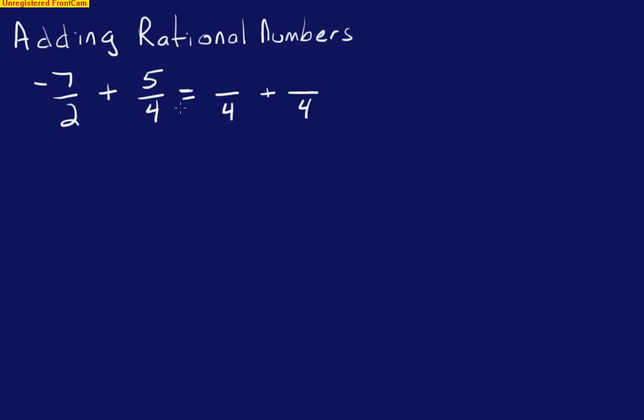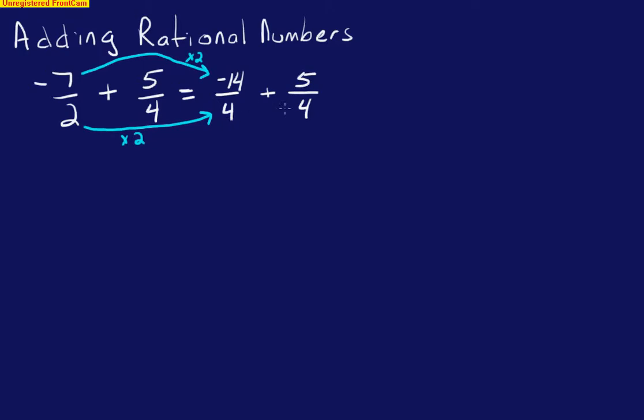Now the 5 over 4 didn't change, so that's easy. We just leave that as 5 over 4. But the 2 over 4 did, and let me go to a different color. So we're taking this fraction and changing it to this fraction over here. To do that, we had to multiply the 2 by 2 to get the 4. So if you do it to the bottom, you have to do it to the top to find this numerator. So we're going to multiply that one by 2 also. Okay, so negative 7 times 2 gives you negative 14.